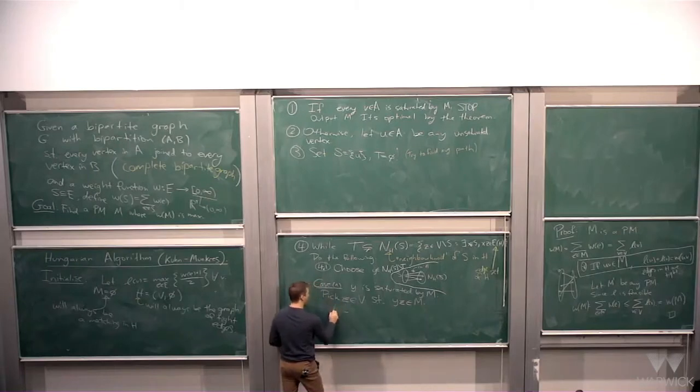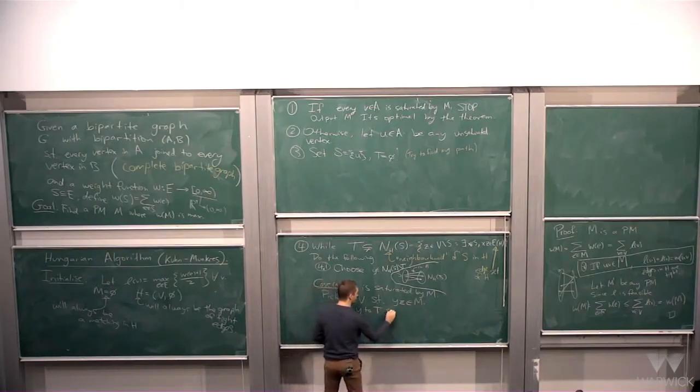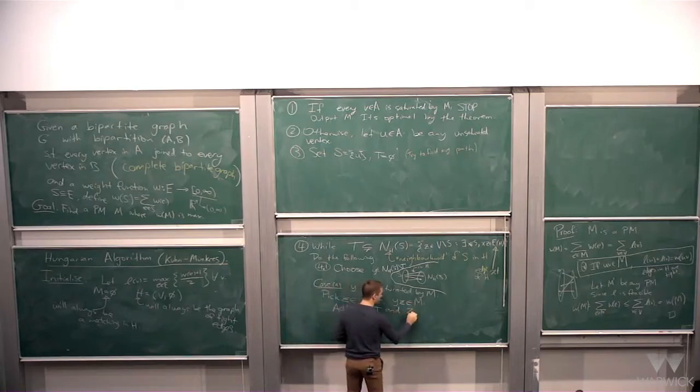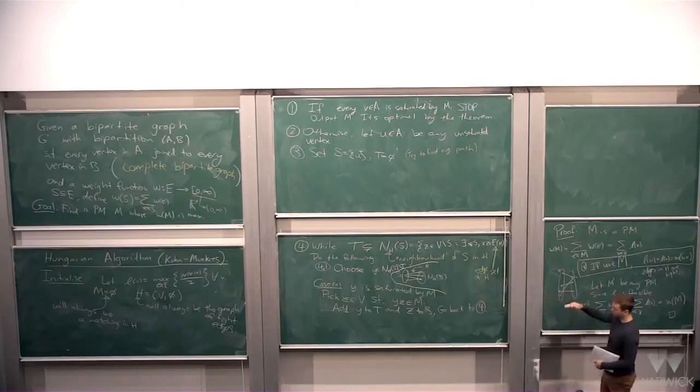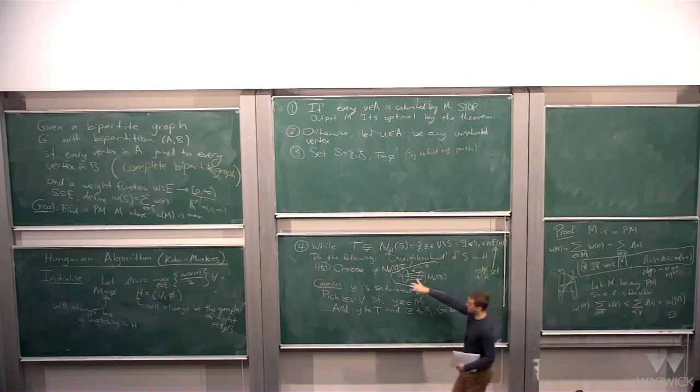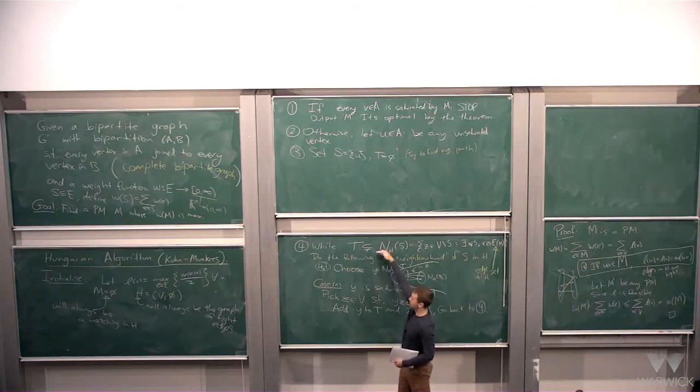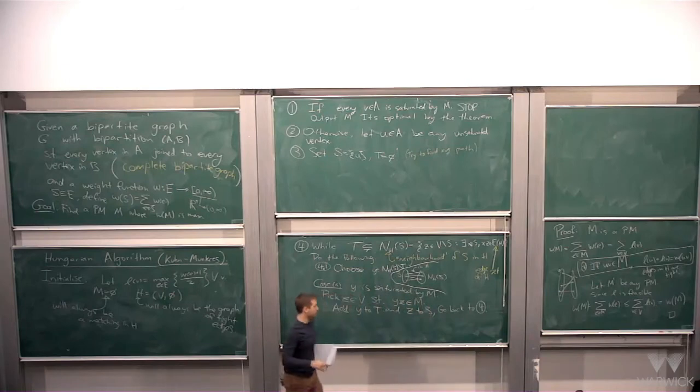well, I'll say add Y to T and Z to M, or sorry, to S, and we go back to 4, right? So then we go back to 4 and we check, is it the case that T is a strict subset of this? And if so, we go back into this thing. So we kind of loop around multiple times, possibly.